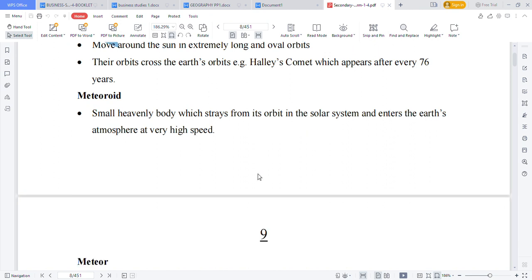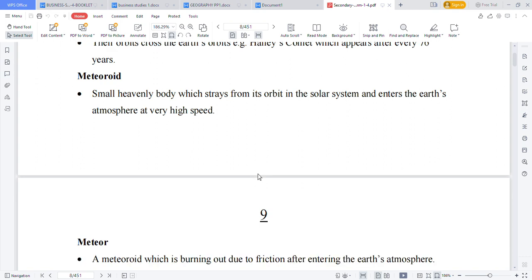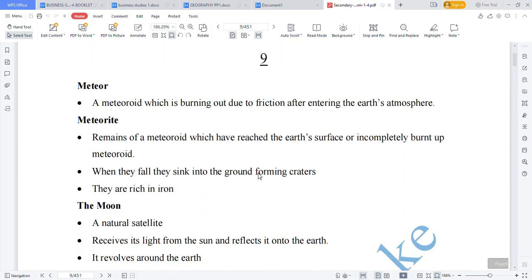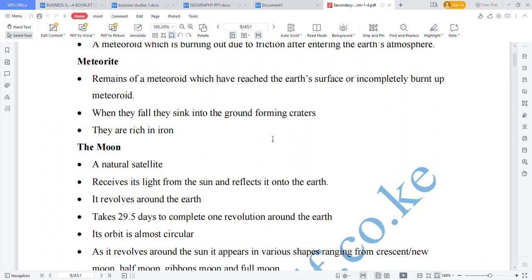Then you have meteoroids. A small heavenly body which strays from its orbit in the solar system and enters the Earth's atmosphere at a very high speed. Then you have meteors. A meteoroid which is burning out due to friction after entering the Earth's atmosphere. Then you have meteorites, remains of meteoroids which have reached the Earth's surface, incompletely burnt up. They are rich in iron.